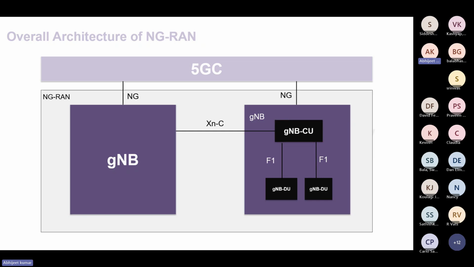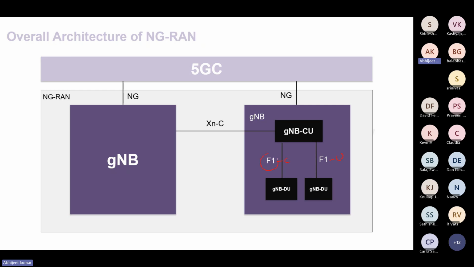This is called the G-Node B distributed unit. This is mainly used for the control plane and also the user plane. So if it is coming from F1C, it's for the control plane. If it is coming from F1U, it's the user plane.